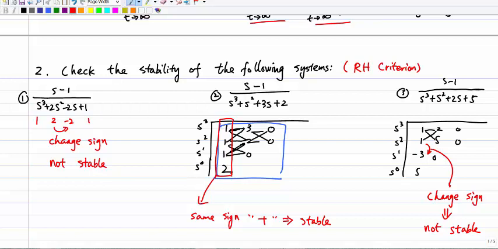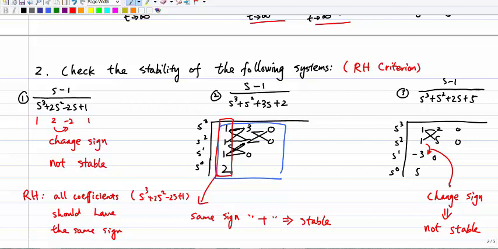So for the first one, we know for the Routh-Hurwitz criterion, one of the conditions says all coefficients should have the same sign, often in the denominator here. What I mean here is s cubed plus 2s squared minus 2s plus 1. So for all of the denominator's coefficients, by coefficient I mean all the numbers in front of s to a certain power. For s cubed, because you consider it as 1 times s cubed, the coefficient is 1.